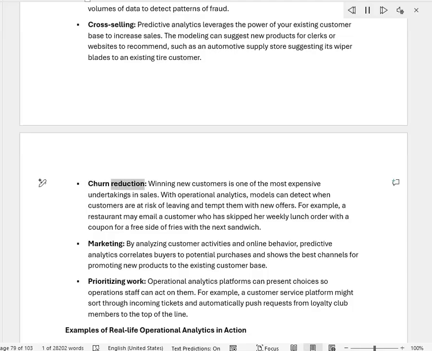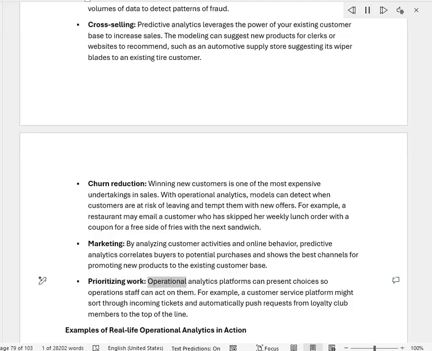Churn reduction. Winning new customers is one of the most expensive undertakings in sales. With operational analytics, models can detect when customers are at risk of leaving and tempt them with new offers. For example, a restaurant may email a customer who has skipped her weekly lunch order with a coupon for a free side of fries with the next sandwich. Marketing. By analyzing customer activities and online behavior, predictive analytics correlates buyers to potential purchases and shows the best channels for promoting new products to the existing customer base.